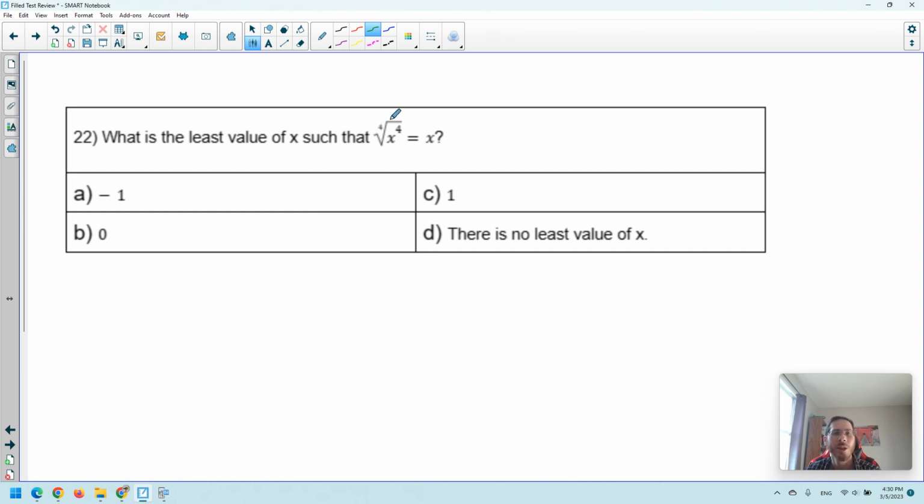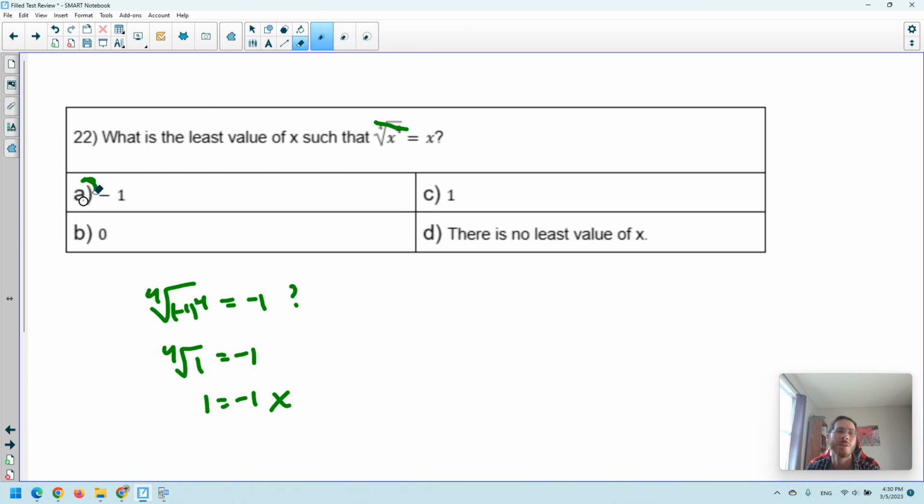So the fourth root of x to the fourth equals x. You would think you could just cross these out again and then just pick -1, but hold up, because the fourth root of -1 to the fourth, does that actually equal -1? No, because -1 to the fourth would be 1. And we would actually get 1 equals -1, which is not true. So even though it looks like one where we could just do that, we actually can't. So that doesn't work out.